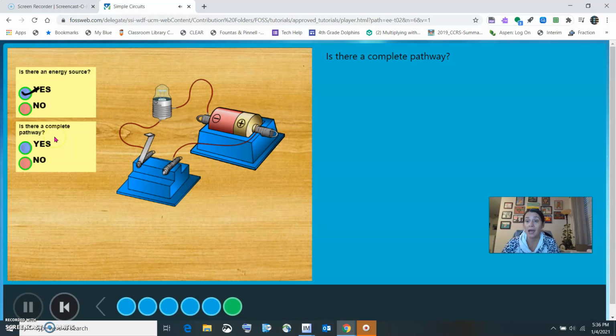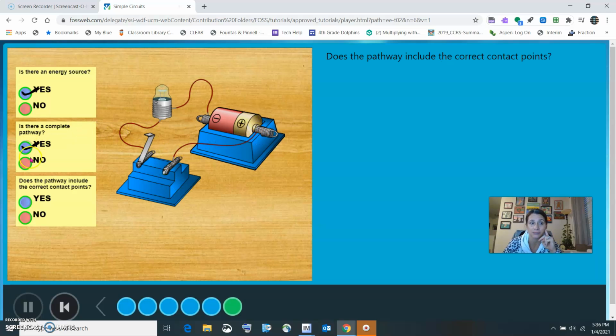Is there a complete pathway? Question number 2. Follow it. Start from one end. Well, you can start from the negative because that's where they said it started. So it starts from the negative end. It's touching. It's touching. And as long as that circuit's closed, it's complete. So it made a complete circle all the way back to the battery.